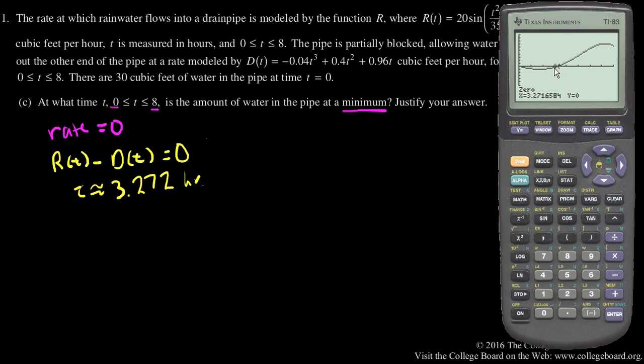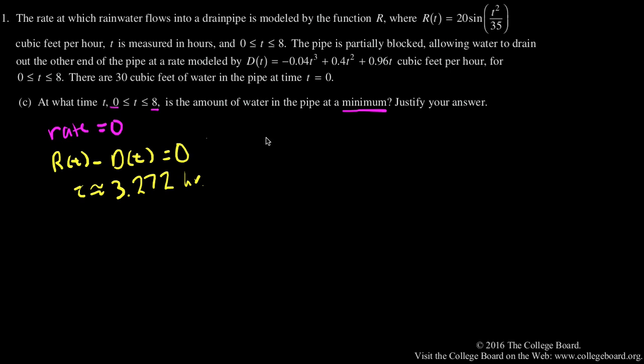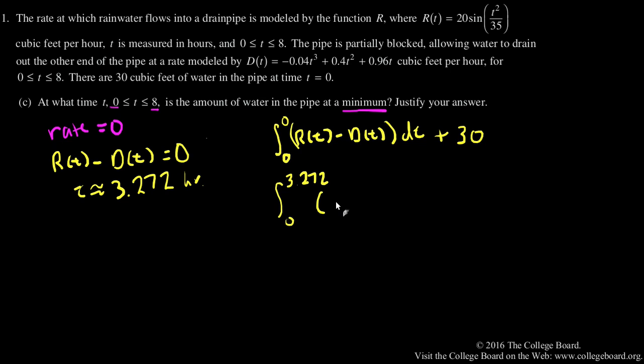Now, I know from here, because it is negative everywhere in that interval before and positive everywhere in that interval after, that this must be the minimum in that interval. But if you want to be sure, you can check every possible extreme in here, and that's going to be at 0, here, and at 8. So I'll check all of them. I'm going to do the integral from 0 to 0 of r of t minus d of t dt, plus that starting value, which is 30 cubic feet. I'm going to check the integral from 0 to this value, 3.272, of r of t minus d of t dt plus 30.